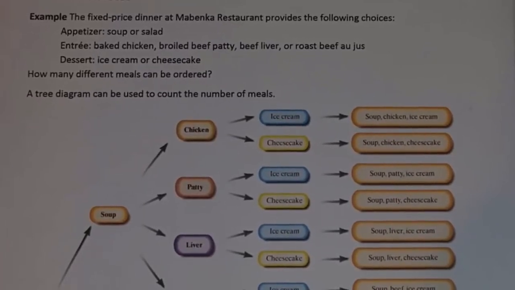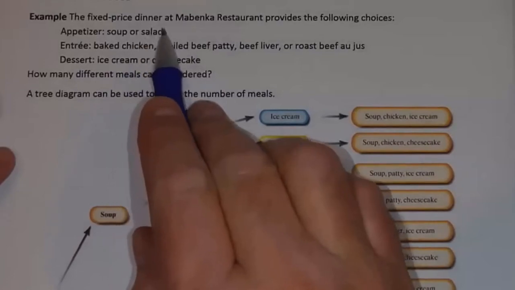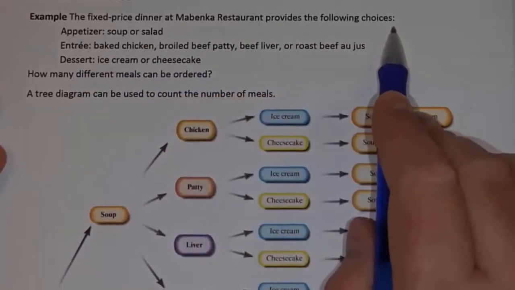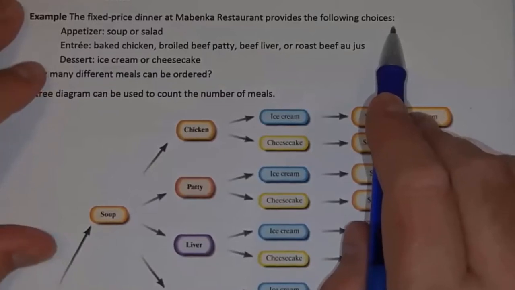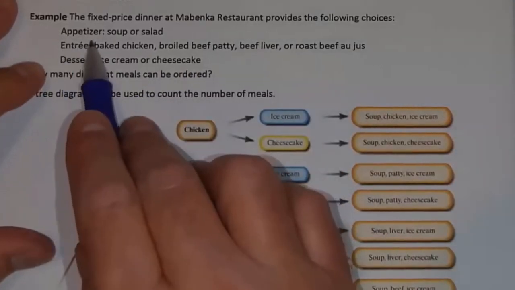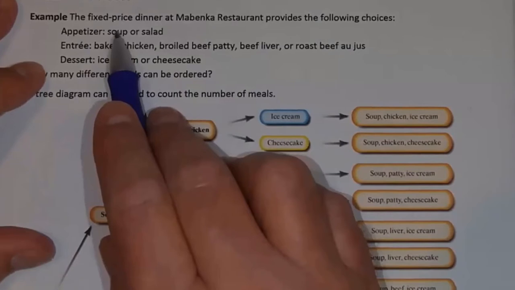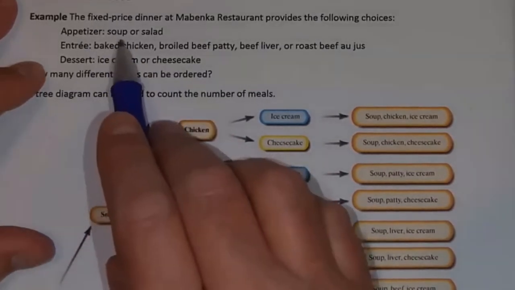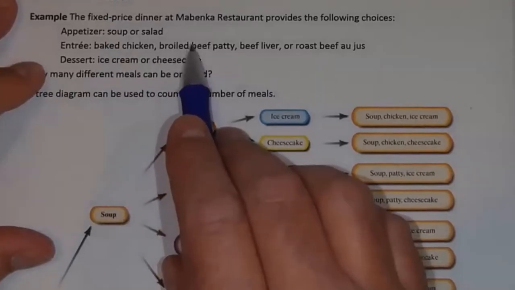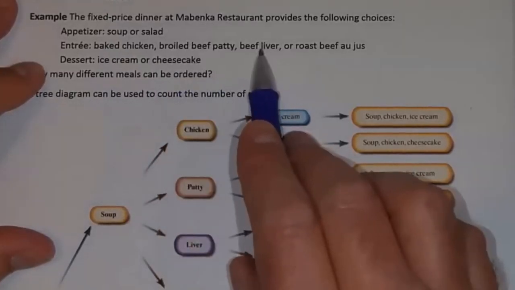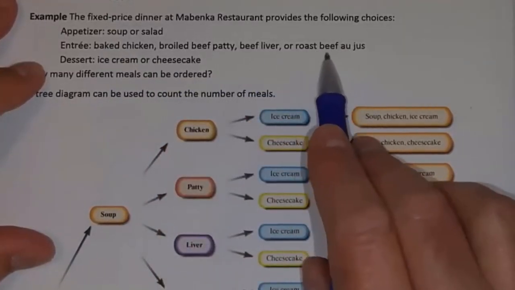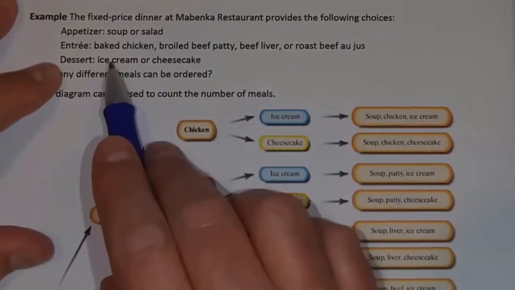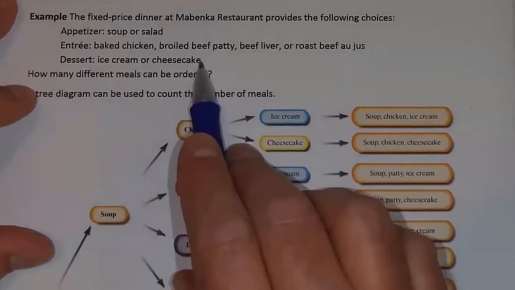So example, the fixed price dinner at Mabinka restaurant provides the following choices. We have a very limited menu. So for an appetizer, you have two choices. You can have soup or you can have salad. Then for an entree, you can have either baked chicken, you can have a broiled beef patty, you can have beef liver, or you can have roast beef au jus. And then for dessert, you can either have ice cream or cheesecake.